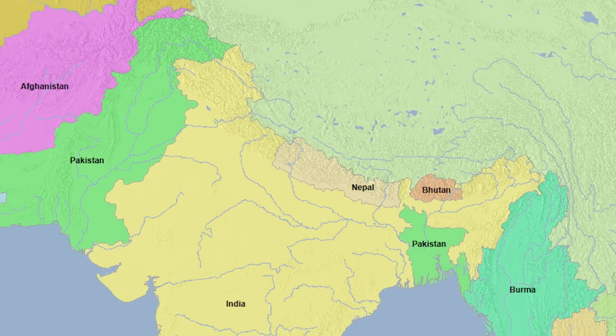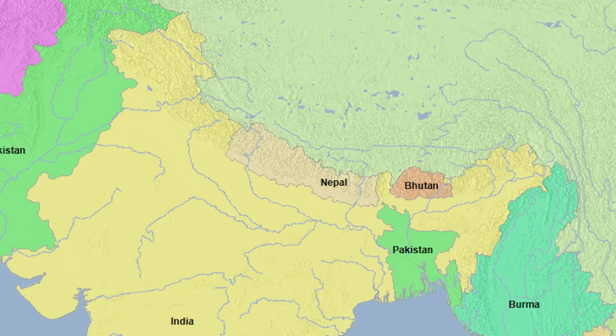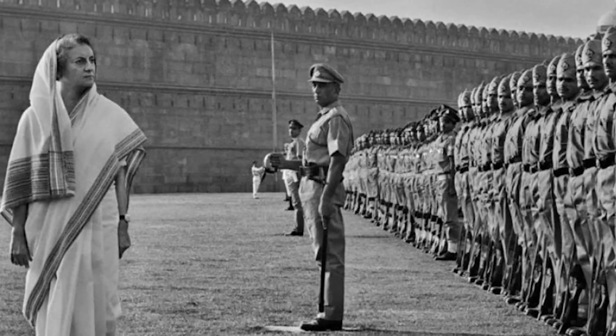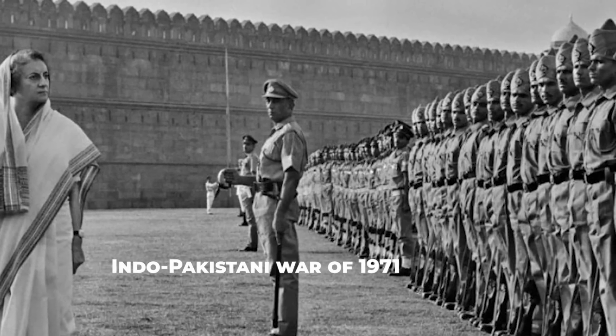A few years later, Gandhi saw violence once again, this time in East Pakistan. Riots broke out against Pakistani rule, and India intervened on the side of Bengali nationalists.